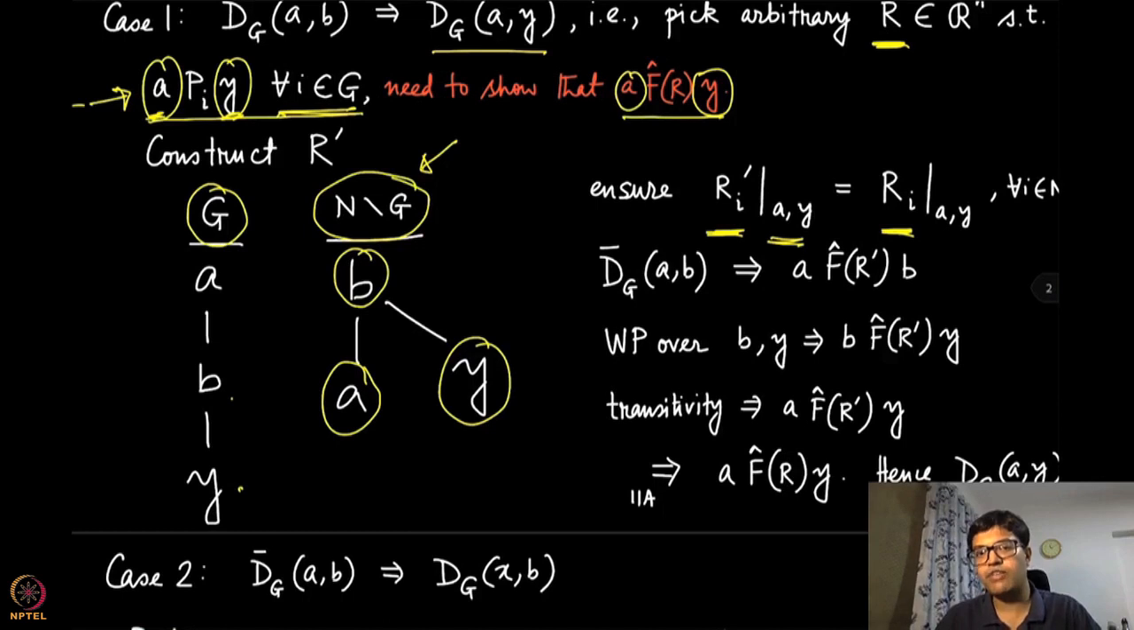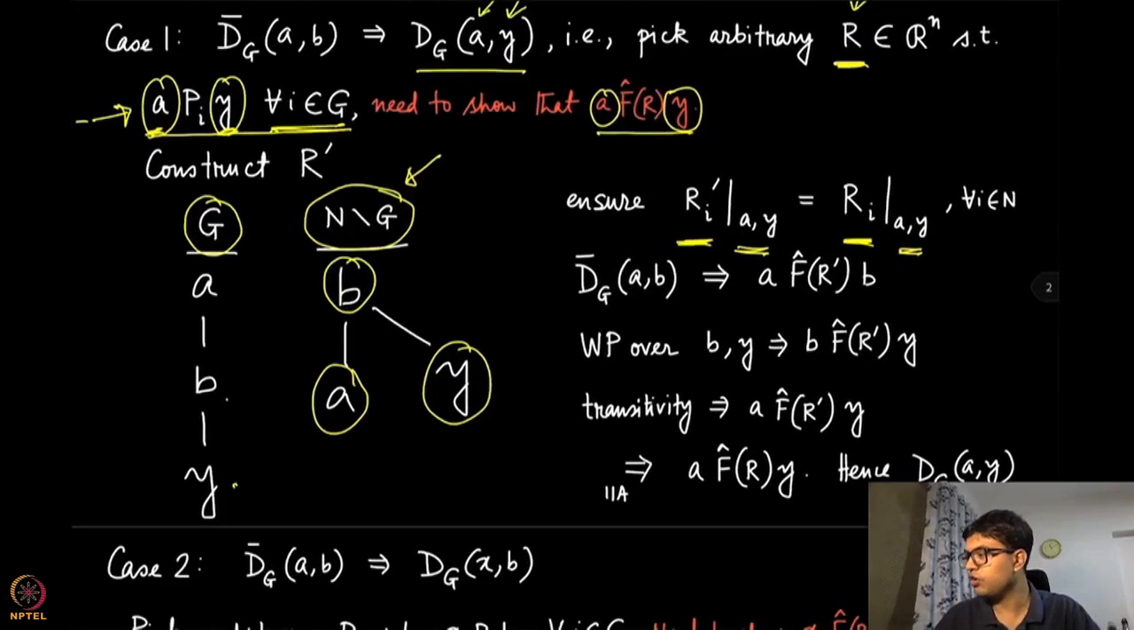If it was Y above A, then we would have kept that. If they were indifferent, then we will keep that indifferent. And this is something that we are going to do for all the agents. So the relative position of A and Y remains the same for R prime as well as in R.